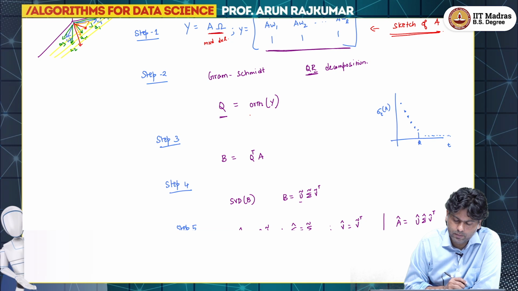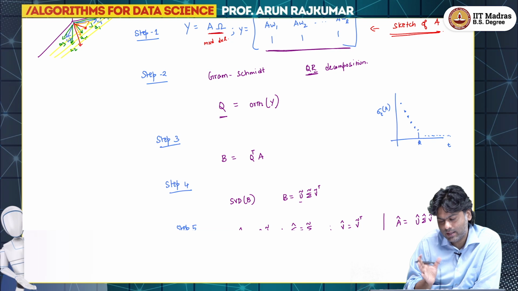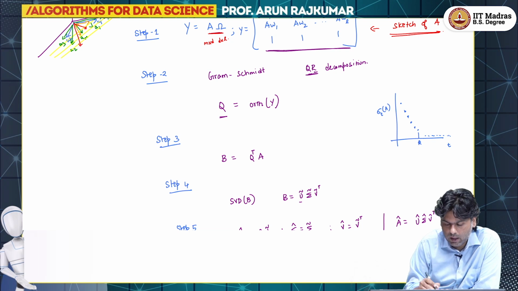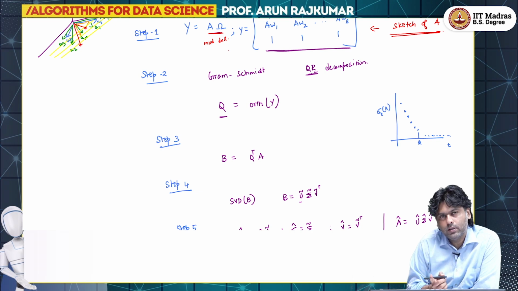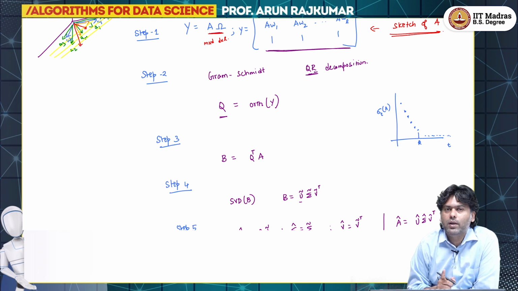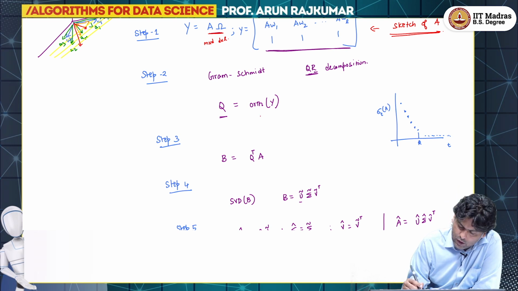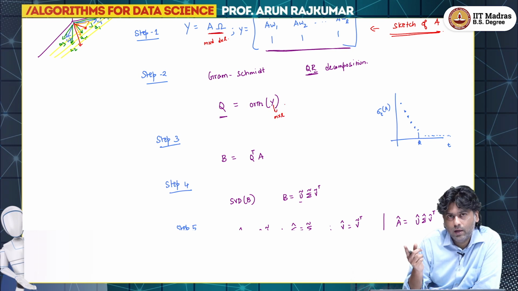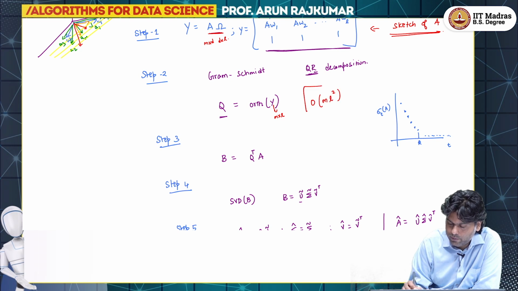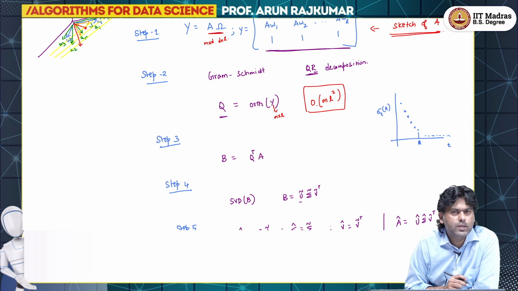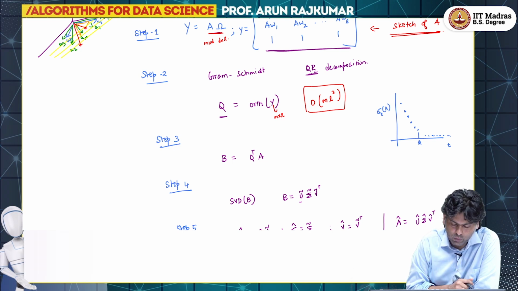Now, I need to do Gram-Schmidt or QR decomposition. Well, this is as costly as doing an SVD, but the thing is that Y is now an m cross L matrix. So, it is not an m cross d matrix. So, the time taken for doing this orthonormalization is for m cross L. L is much smaller than d. So, this is going to take order of mL squared. So, this is the time complexity for step 2.